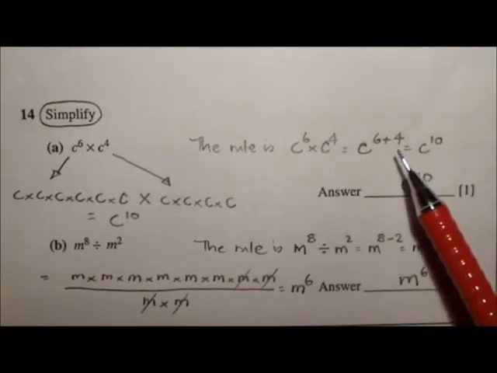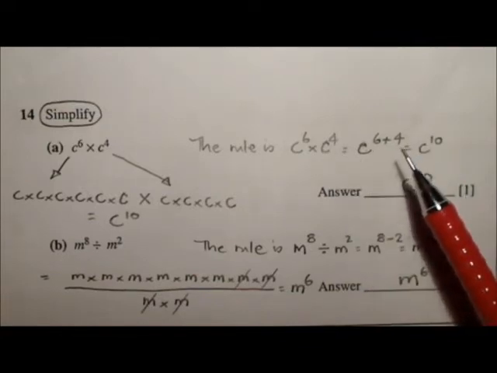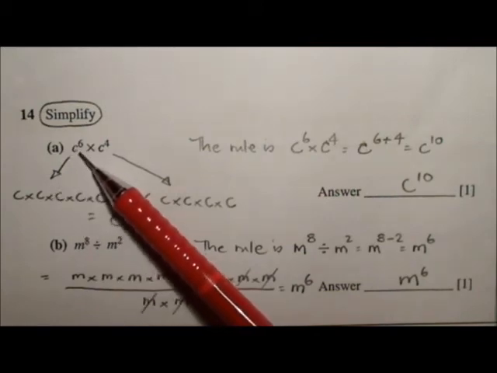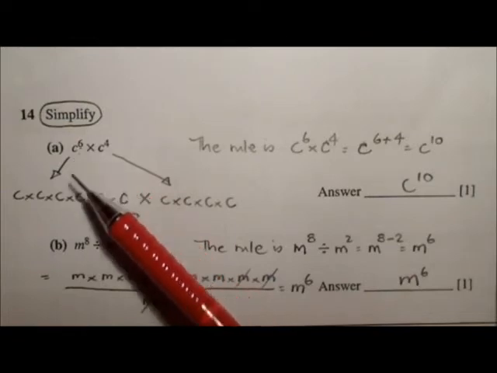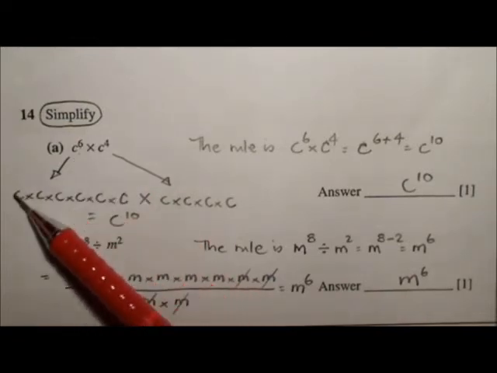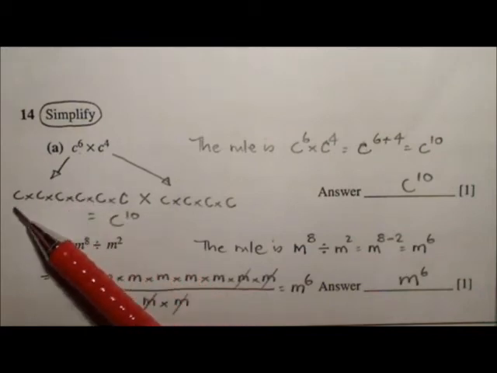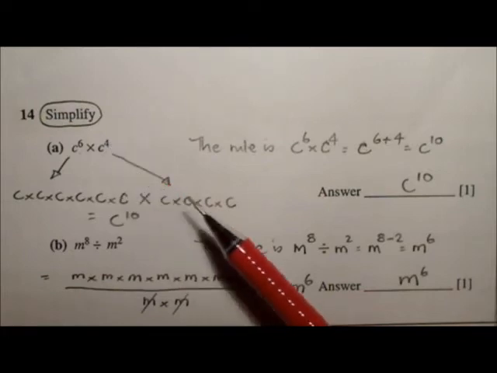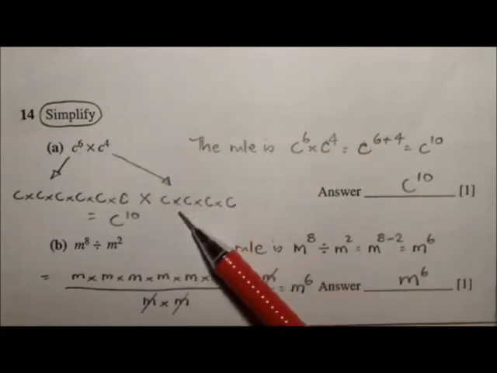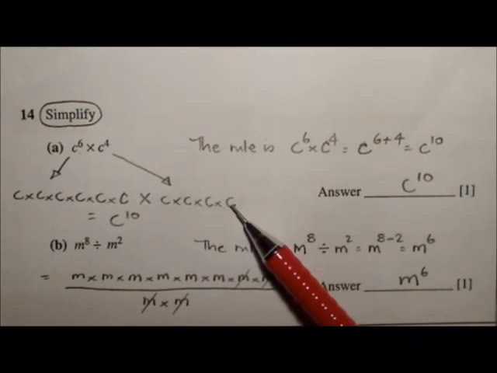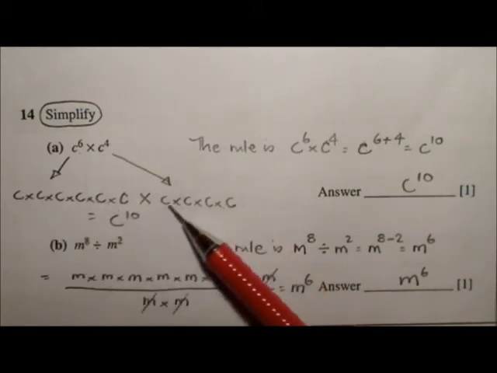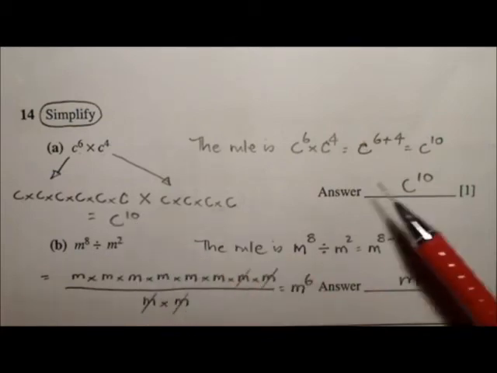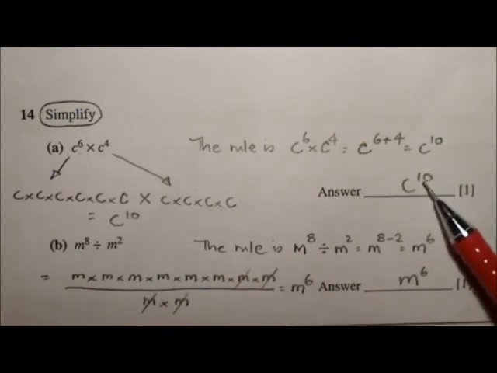Now, obviously, if you can remember that rule, then you'll be able to work that out. But another way of thinking about it, just go back to basics: c to the power of 6, the power number tells you how many c's are multiplied together. So that's 6 c's multiplied together. C to the power of 4, the 4 tells you how many c's are multiplied together, so another 4 c's multiplied together there. So hopefully you can see that's 10 c's multiplied together, and that's c to the power of 10, which is the same as we have here.